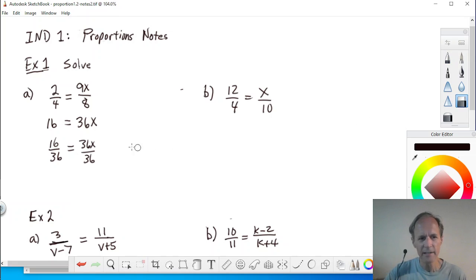Might as well be consistent. I think I'm going to be using blue on the rest of these, so I'll just use blue on these as well. On this first one, I'll change that real quick. Okay. Divide both sides by 36.